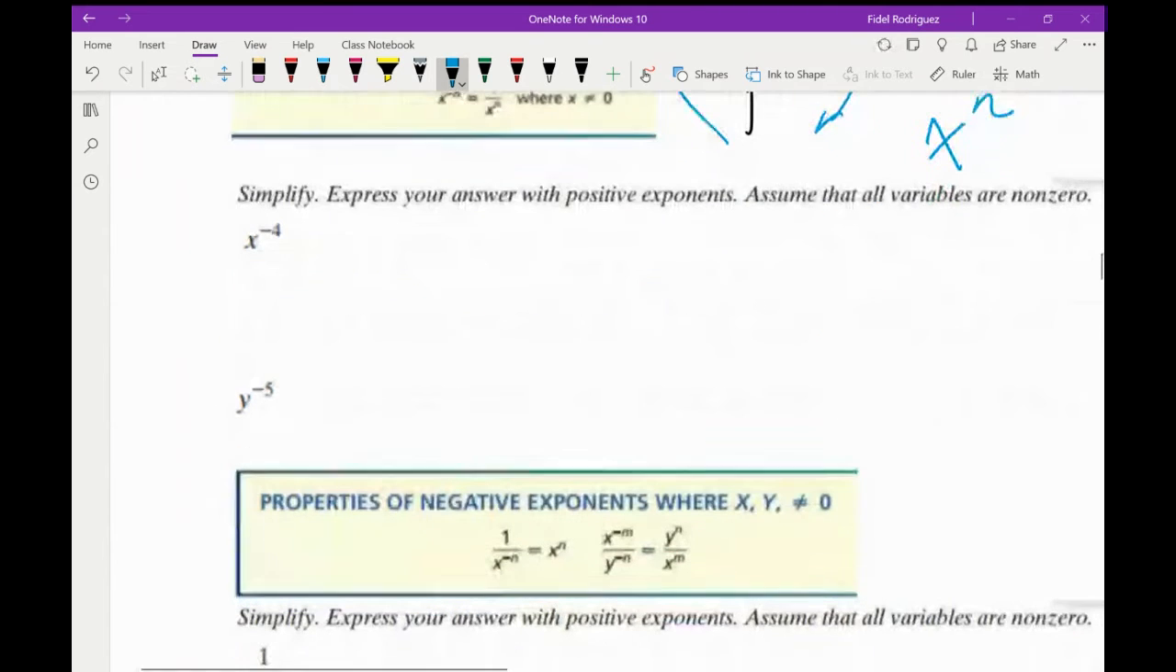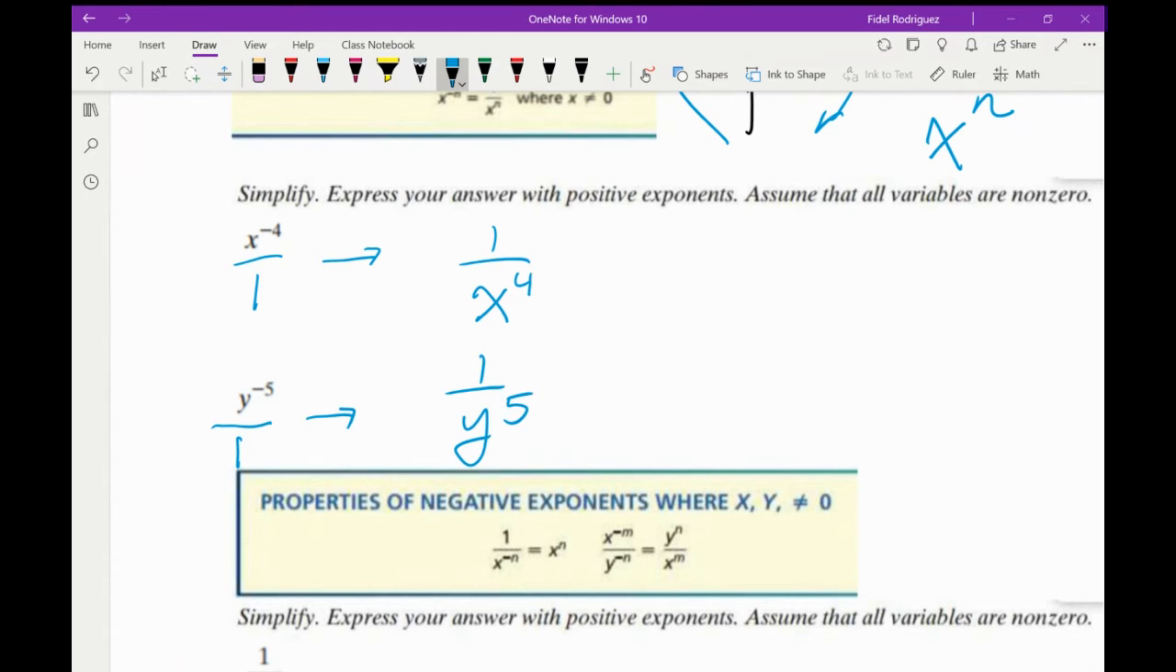And so for the first one here, again, the first thing I'm going to do, I'm going to pretend this is a fraction by thinking about it over 1, and I'm just going to flip it. And when we flip it, our exponent becomes positive. And that's really all we need to do for these. So the same thing happens for the next one. I'm going to think about this as a fraction by writing it over 1, and I'm going to flip it, and my exponent becomes positive. Okay? All right.